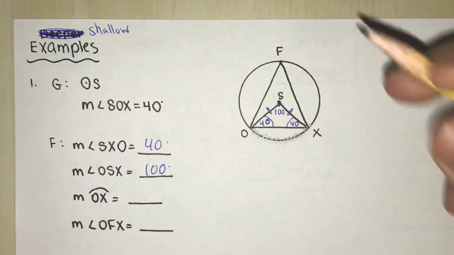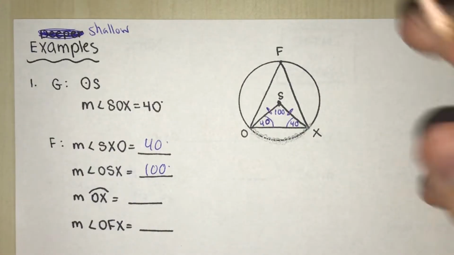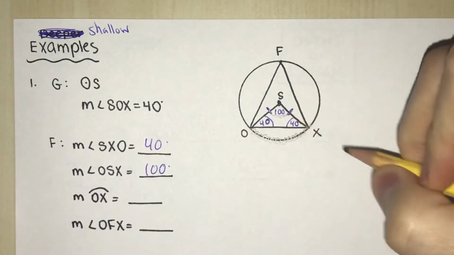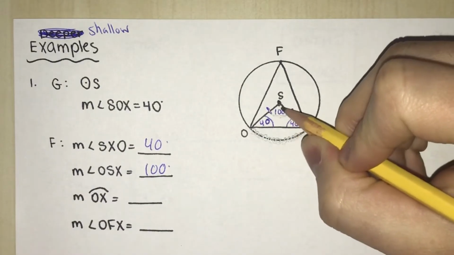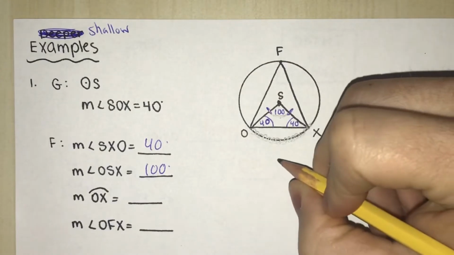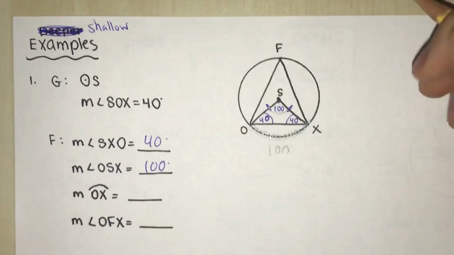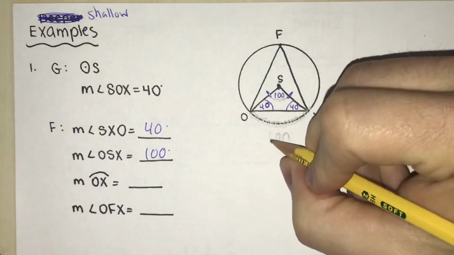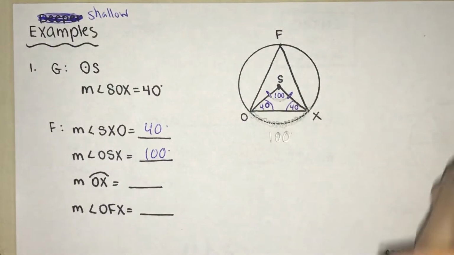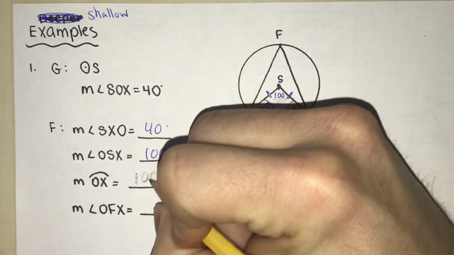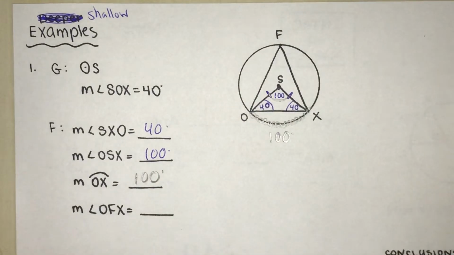Okay? And if you think in terms of what we just talked about on the last page, this angle here is a central angle from a center. So if this is 100, that means this arc is also 100 degrees. So the measure of arc OX is 100 degrees also.